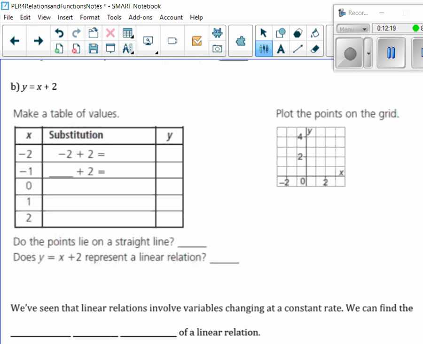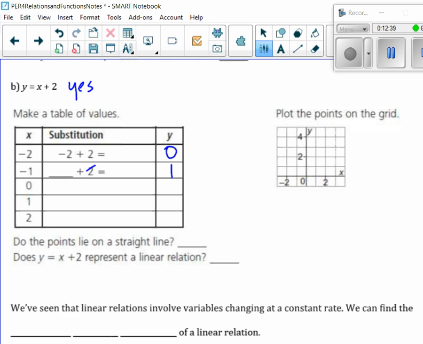Okay, so now we're going to go to y equals x plus 2. Does anybody want to make a guess whether this is a linear relation or not? You want to make a guess, or yes, it is? Yes, it is. So do we need to come up with this? Well, negative 2 goes in there. What do we get? 0. Negative 1 goes in there. What do we get?